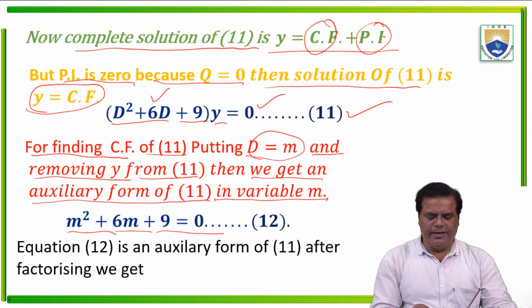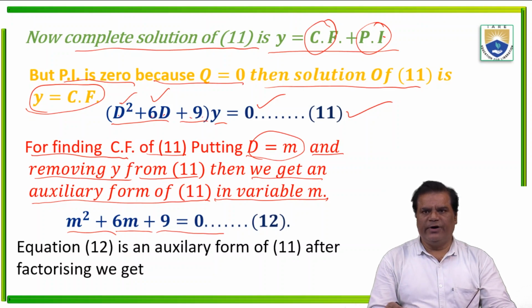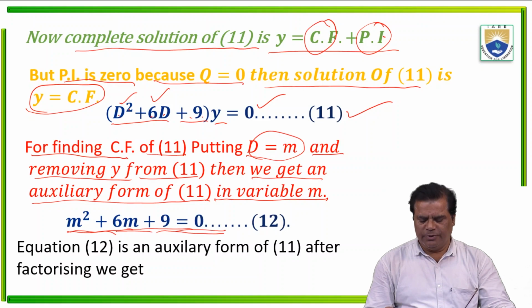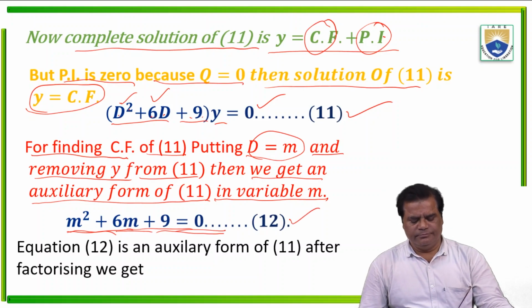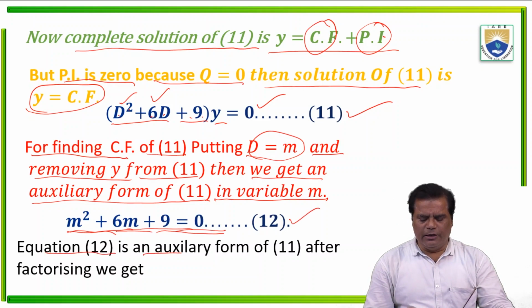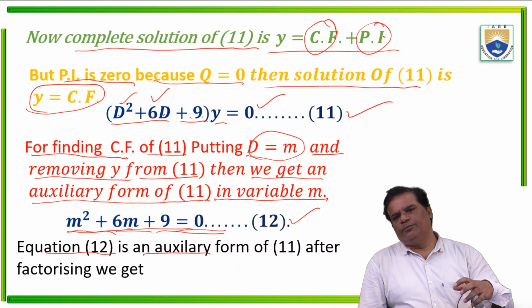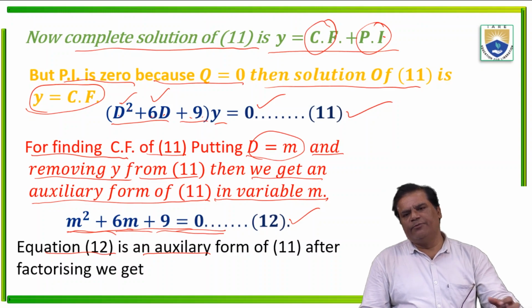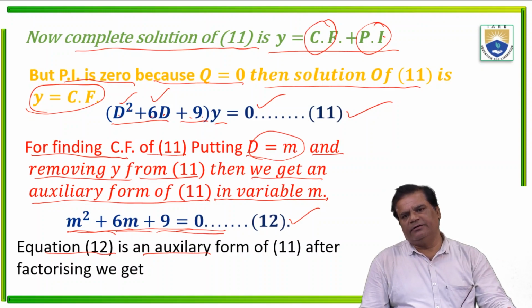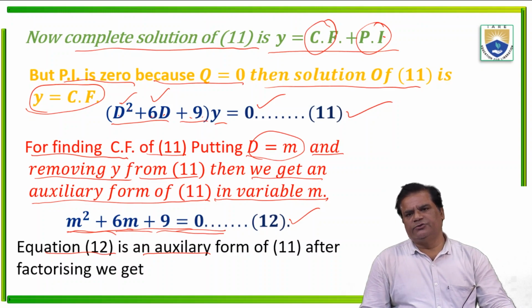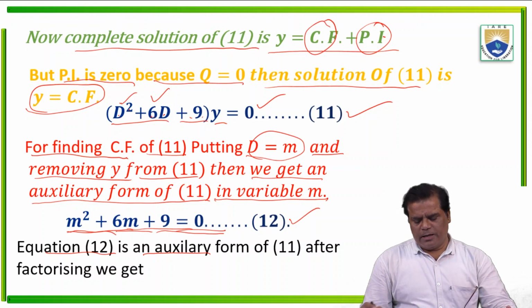Putting d equal to m here, d square plus 6d plus 9 becomes m square plus 6m plus 9, with y removed from our equation. So we get m square plus 6m plus 9 equal to 0. This is equation 12, an auxiliary form. Auxiliary form means putting d equal to m and removing y, since y is the function of t. This is the auxiliary form of 11.